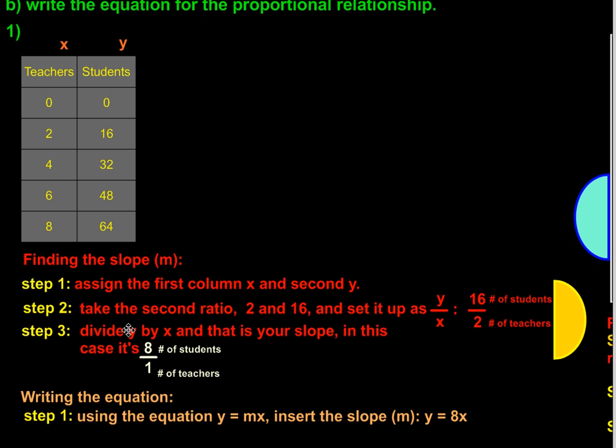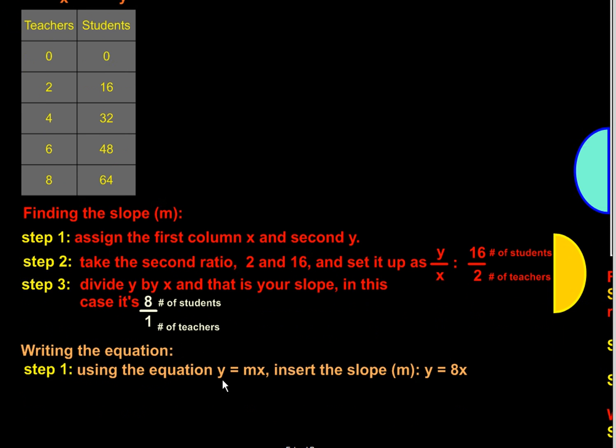Because this is exactly the same as the estimate that I had, my information is going to work out to be exactly the same. It's going to reduce down to 8 over 1, 8 being the number of students, 1 being the number of teachers, and the equation that I come up with is going to be exactly the same. If I use the y equals mx formula, I'm going to have y equals 8x.